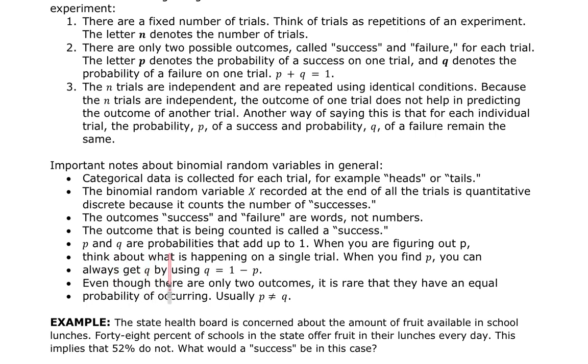P and Q are probabilities that add up to 1, and they are complements of each other. So when you're figuring out P, you can think of this as happening on a single trial. When you want to find Q, then Q is going to equal 1 minus P, which we talked about up here. And even though there are only two outcomes, it is rare that they have equal probability of occurring. In other words, typically P will not equal Q. It's not a 50-50 type chance.